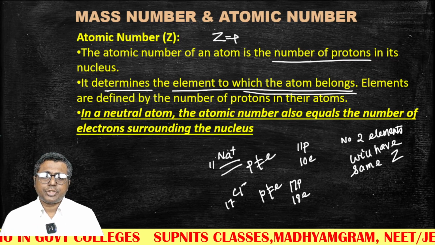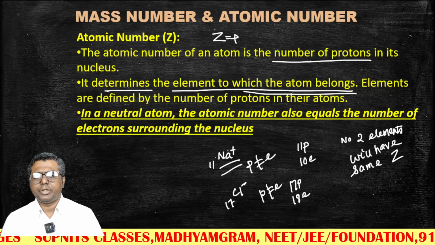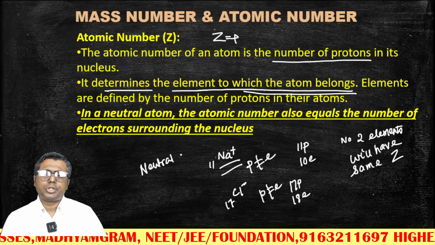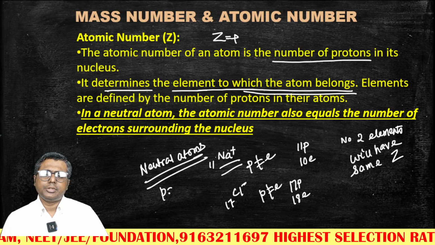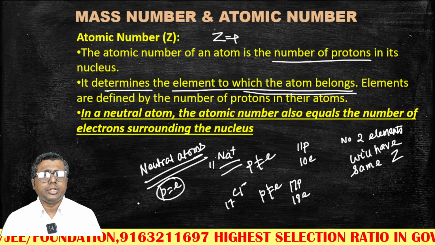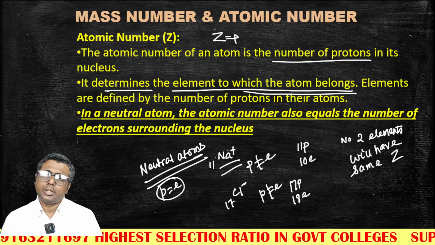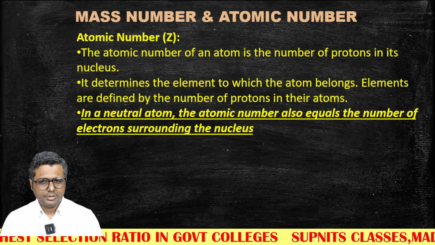Next, in a neutral atom, the atomic number also equals the number of electrons. Correct, because in neutral atoms, protons become equal to electrons. So, definitely they will be equal. So, that is what atomic number is, and you need to keep this small information in mind.